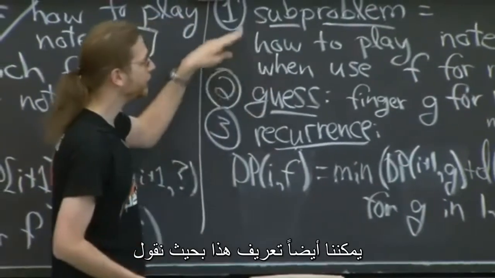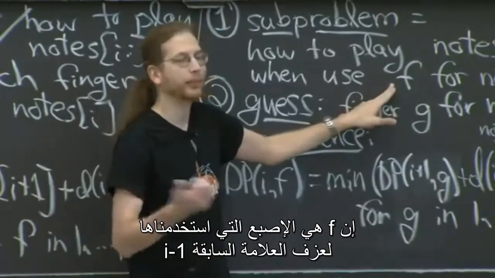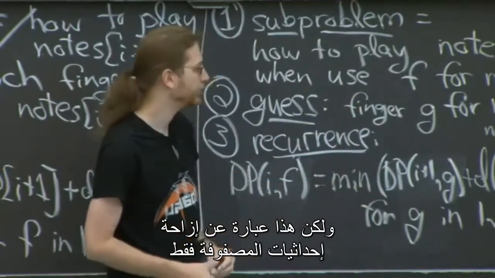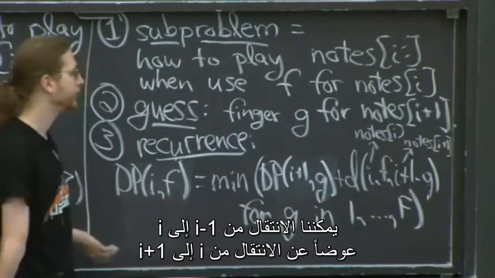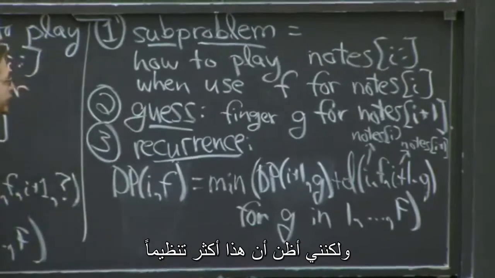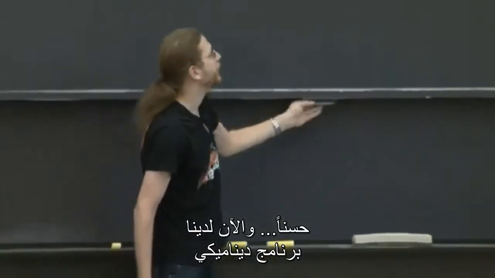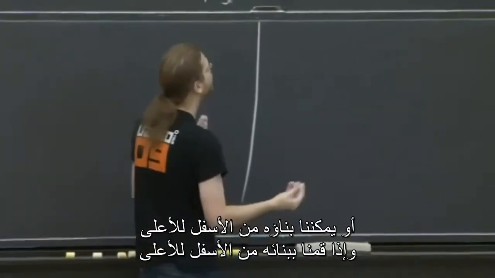You could also define this to say f was the finger that was used for the previous note, note i minus 1. But it's just a shifting of the indices here. You could do i minus 1 to i instead of i to i plus 1, but this is, I think, slightly cleaner. Okay, and then we have a DP, right? We just memoize that recurrence. We get a recursive DP, or you could build it bottom up.